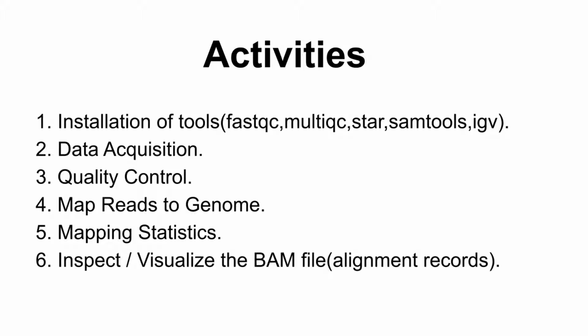After that, we perform quality control and then we will map the reads to the reference sequence. After mapping the reads to the reference sequence, we will also get the mapping statistics. We will also inspect the BAM file. So that's basically what we are going to do.